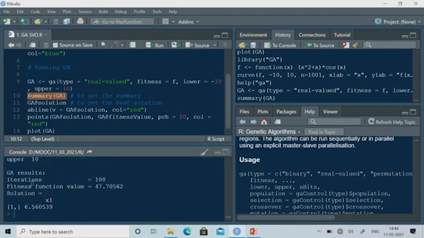And finally, after 100 iterations, I am getting the fitness function value as 47.70562, and the optimal value, that is the global maxima, is 6.560539. That is the best solution obtained by the genetic algorithm. I can also see the final solution using GA@solution. If I execute this particular line, I will get the solution. You can also see that one.